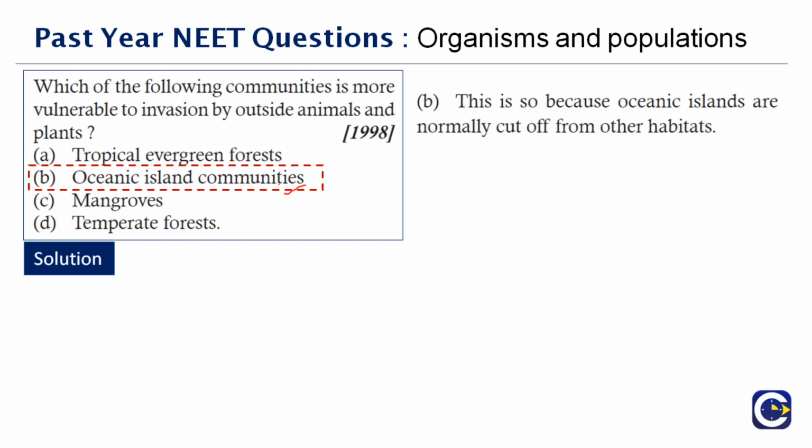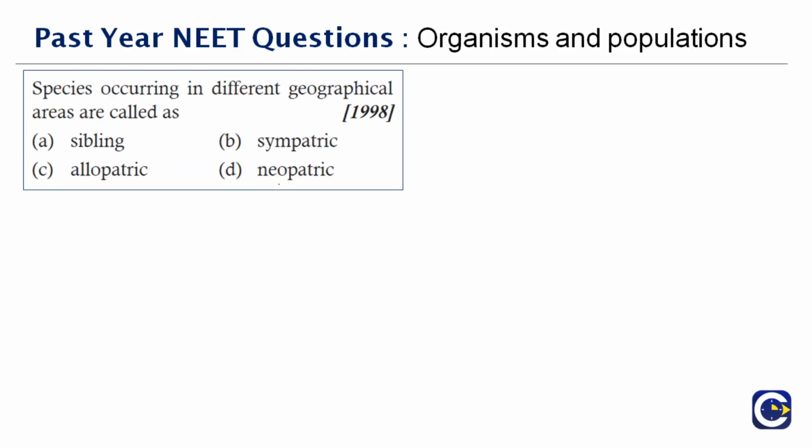Okay, next question here. Species occurring in different geographical areas are called as dash. Now you have to understand the terms that are given here. Two or more species which are reproductively isolated from each other but morphologically similar, you will call them sibling. Sympatric species are developed due to reproductive isolation. They occur in the overlapping or the same area of geographical distribution. So this is also not the answer.